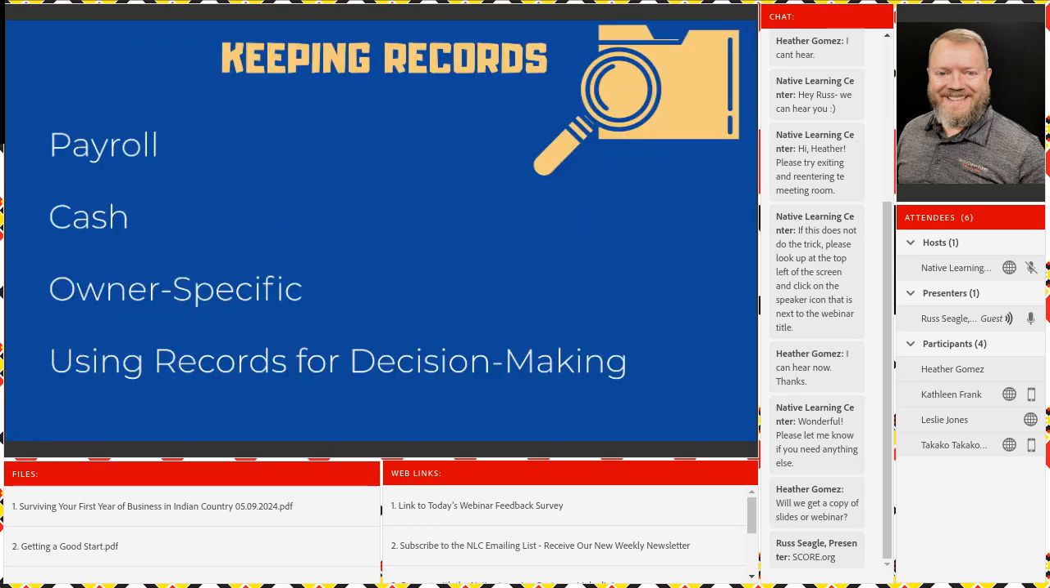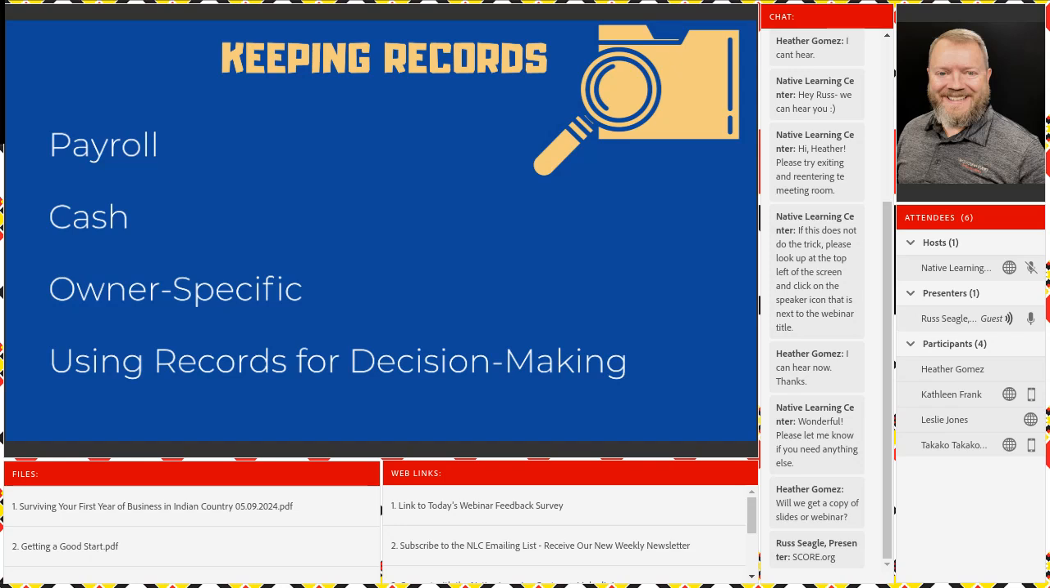Let's break this down a little bit. That first year, you're going to want to keep payroll records. Yes, even if you are the only person in the business. The way you do one thing is the way you will do everything. So start early, keeping good records.